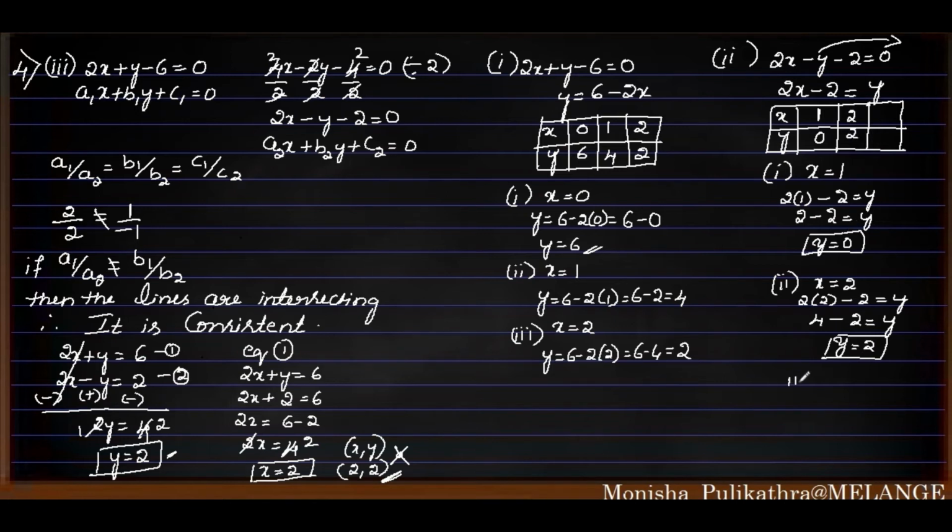I will take one more point here, that is x equal to 3. So 2 into 3 minus 2 is equal to y. So 2 threes are 6, minus 2 is equal to y. So y is equal to 6 minus 2, which is 4. So when x is 3, y is 4. These are the points from which we need to plot the graph here. Since it is consistent, we need to plot a graph.